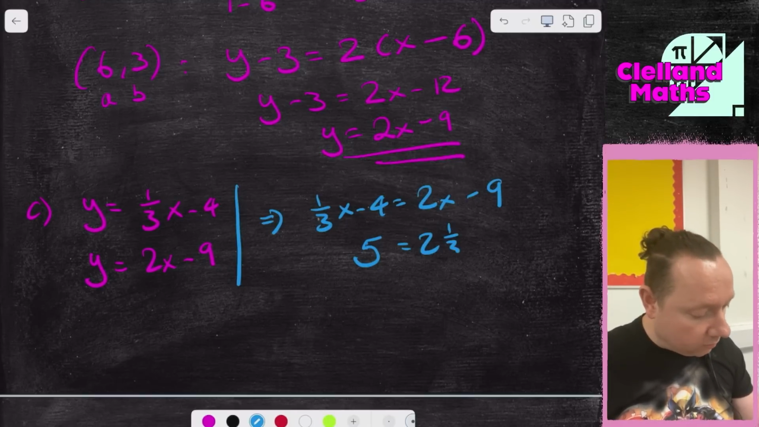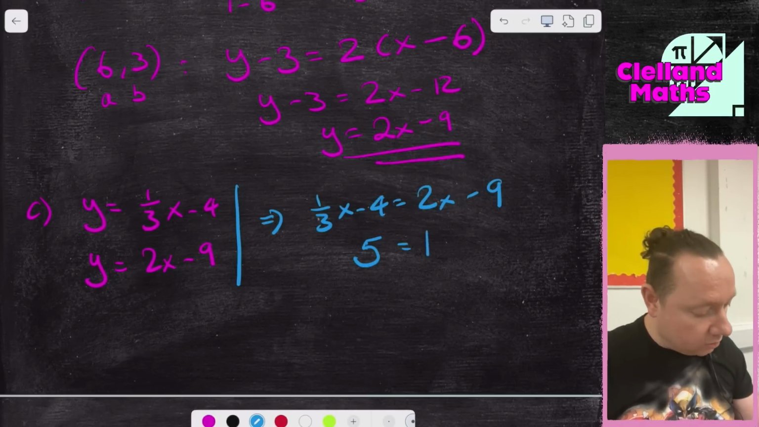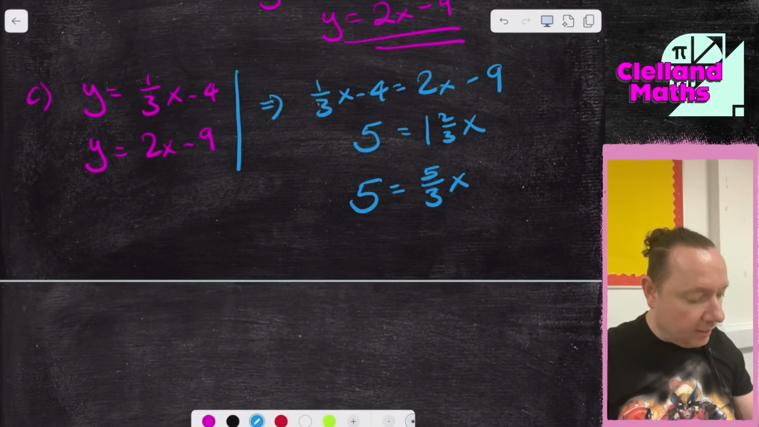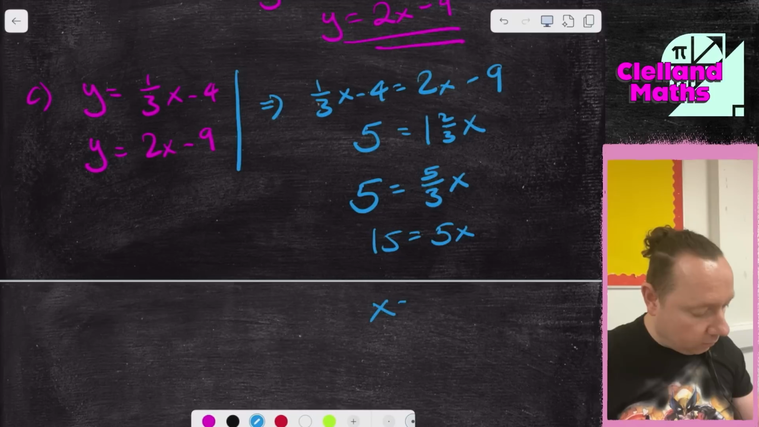I like that for now, but I'll fix it in a minute. Well, it's actually 2x minus a third x, so that's 1 and 2/3 x. Now I'll fix that. I'll change that to a mixed number. That's 5/3 x. So times them by 3, 15 equals 5x. Dividing by 5, x equals 3.